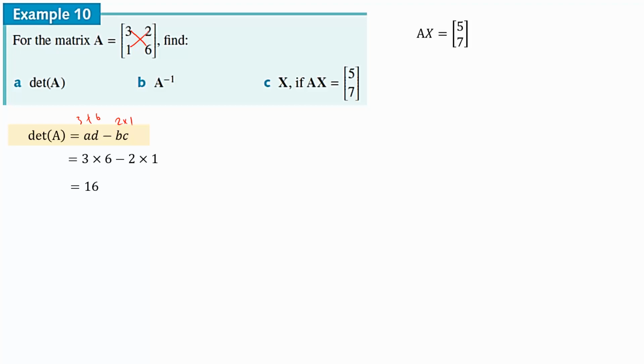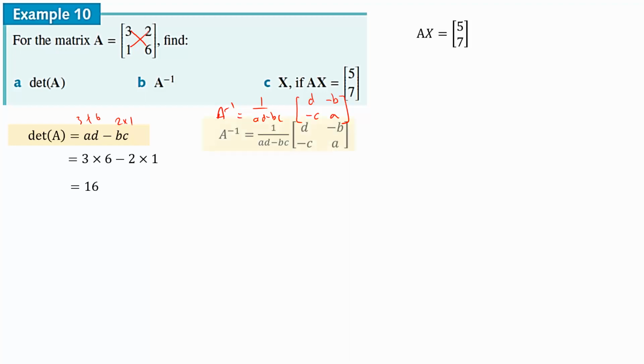What's the rule for the inverse again? A inverse is equal to what, Felix? 1 over AD minus BC, and then a 2 by 2 matrix with D. And then below that is negative C. And then it's negative B. Good. That's your rule. You've got A, B, C, and D. You've just figured out the determinant, which is AD minus BC, is 16, so 1 over 16.